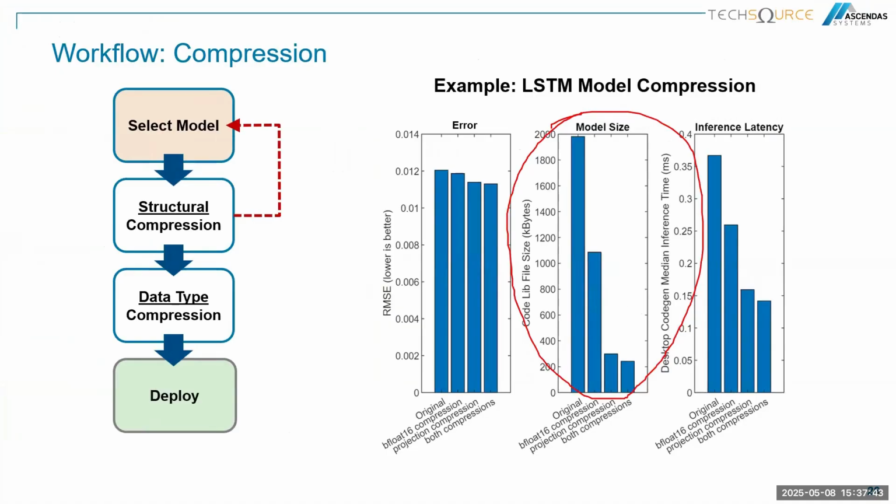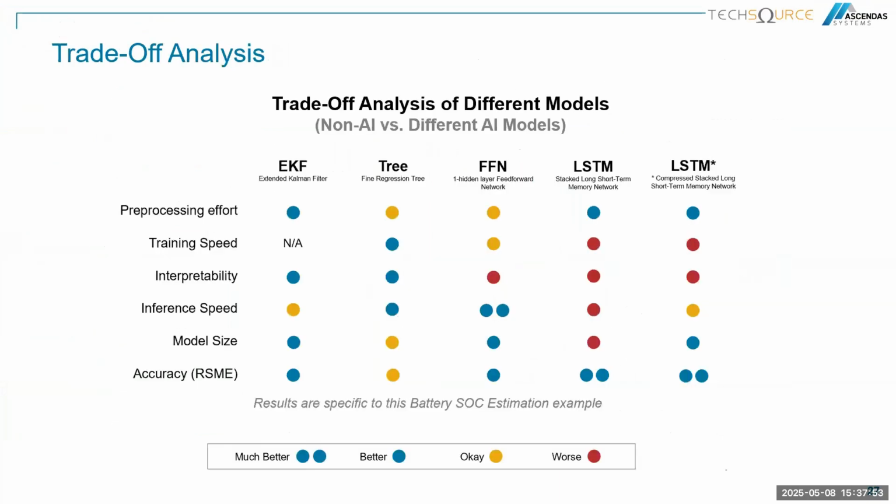So there is a question: is it hard to do the compression or any of these techniques? If you compare, I will show you this trade-off analysis. For example, based on the SOC estimation example, normally we show the trade-off against the non-AI approach, which is the EKF here.